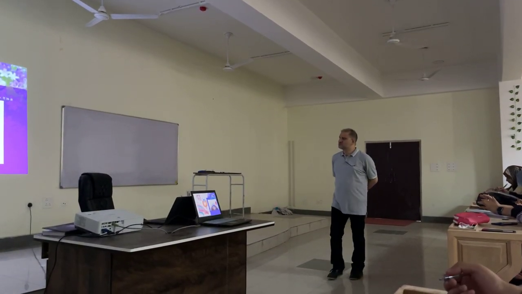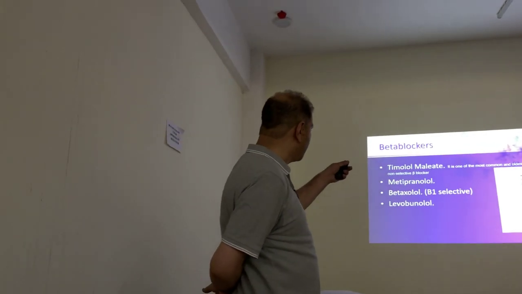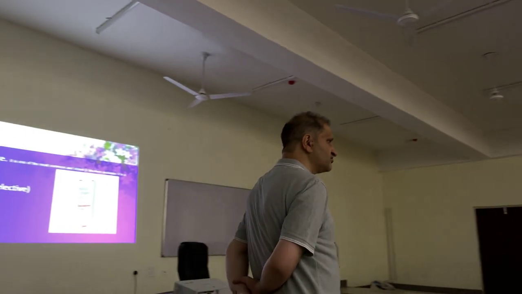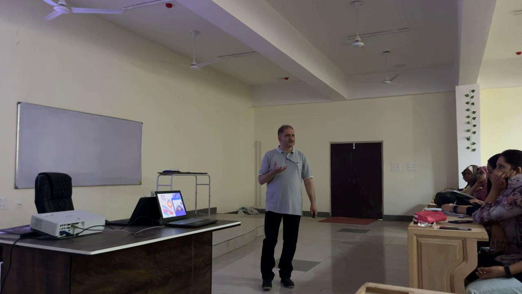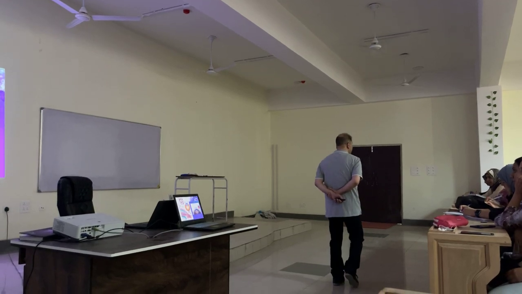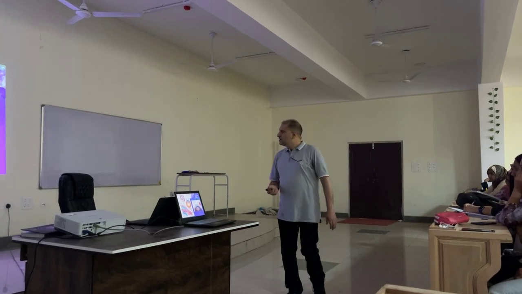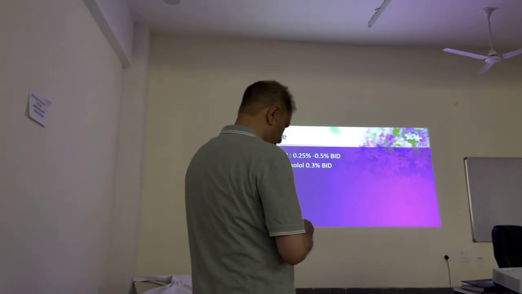Now I go to beta blockers. Beta blockers are the cheaper class of drugs. The number one is timolol. There are other drugs which are not available in India, like levobunolol and metipranolol; they are used in the West. Beta blockers lower the IOP by decreasing aqueous production through beta blockade. Once aqueous is less produced, it will decrease the IOP. I told you 0.5% BD.